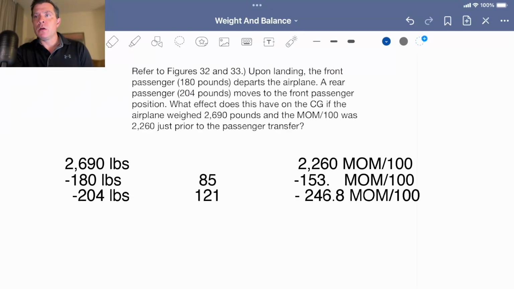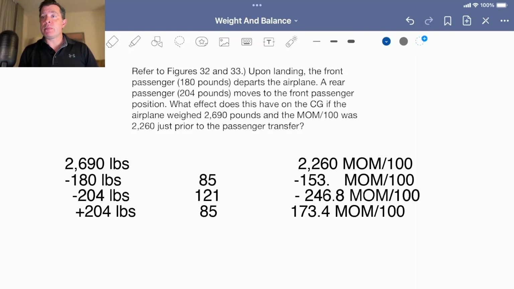All right. So you're going to subtract both of those. 180 times 85 minus 153. You subtract the rear passenger. Now you're going to add the rear passenger back on the airplane, but this time he's in the front station. So the moment is going to be a lot less. And remember, when you multiply 204 times that 85, it's going to give you really big numbers.